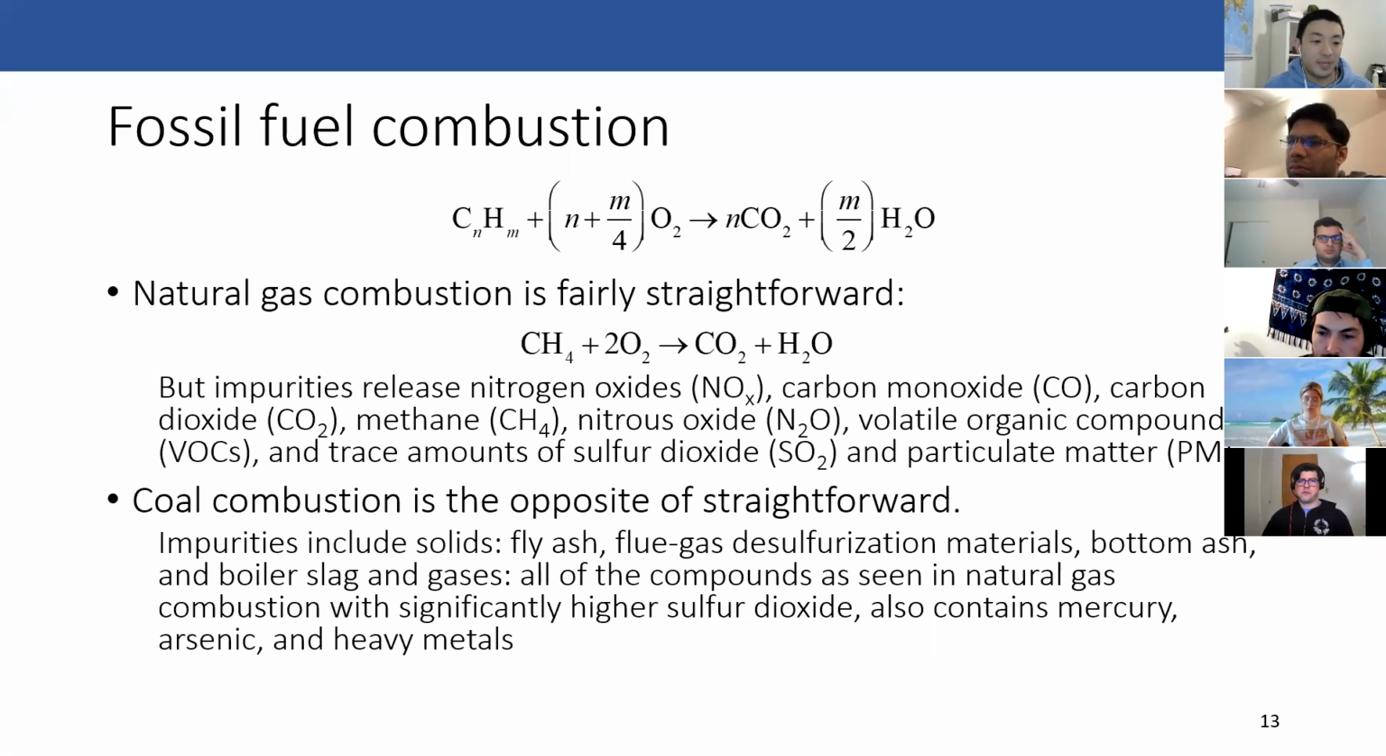And then basically from gases, all the things that you see in natural gas combustion, you'll see, but because of the higher concentration of things like sulfur and heavy metals, you're going to get a lot more sulfur dioxide, as well as mercury, arsenic, and other metals.